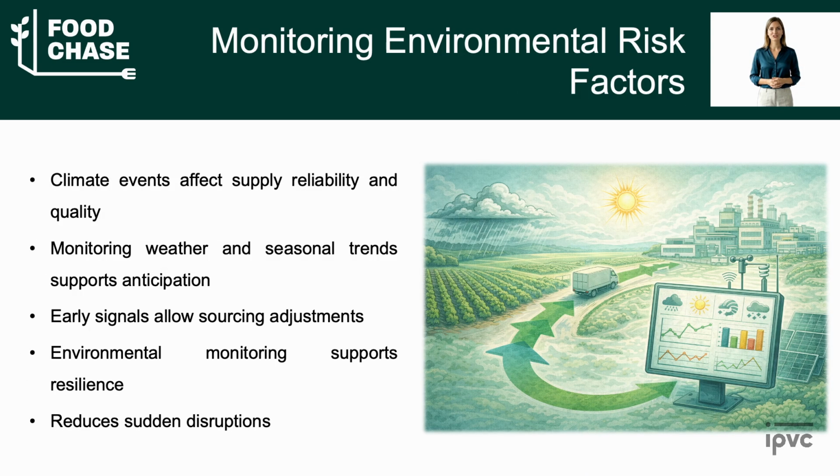Environmental factors such as droughts, floods, or heat waves increasingly affect raw material supply. Monitoring these risks allows procurement teams to anticipate disruptions and adjust sourcing plans in advance, reducing the likelihood of sudden shortages or quality failures that lead to waste.